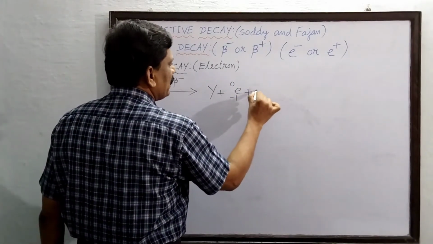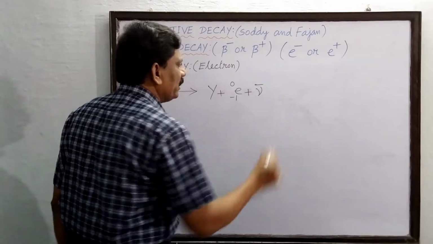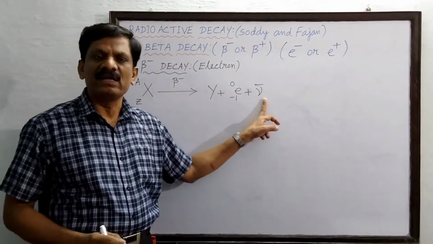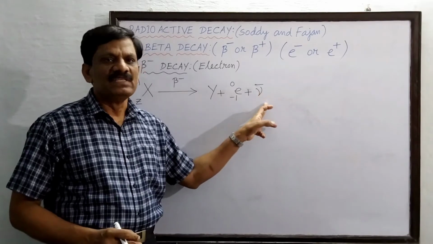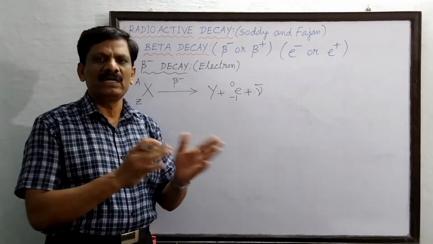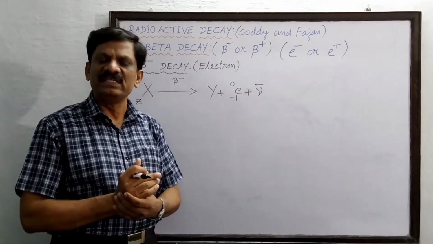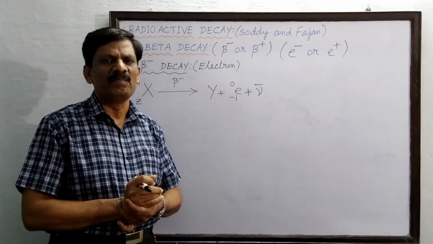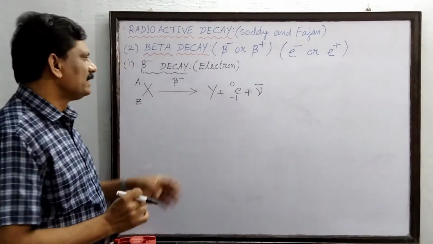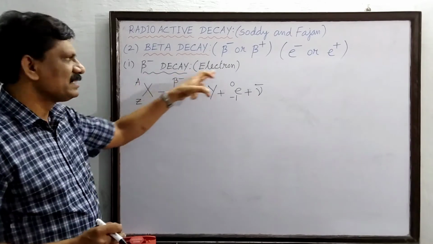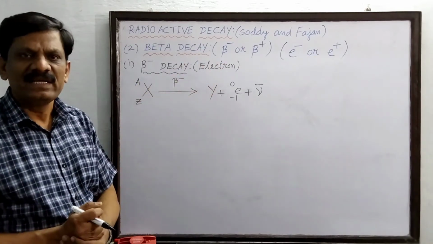Along with this, antineutrino is also coming out. This new bar is called an antineutrino, which is an antiparticle of a neutrino. This neutrino and antineutrino do not have any charge. They have very small, negligibly small mass. So this is the decay scheme for beta minus decay, during which an electron is emitted.